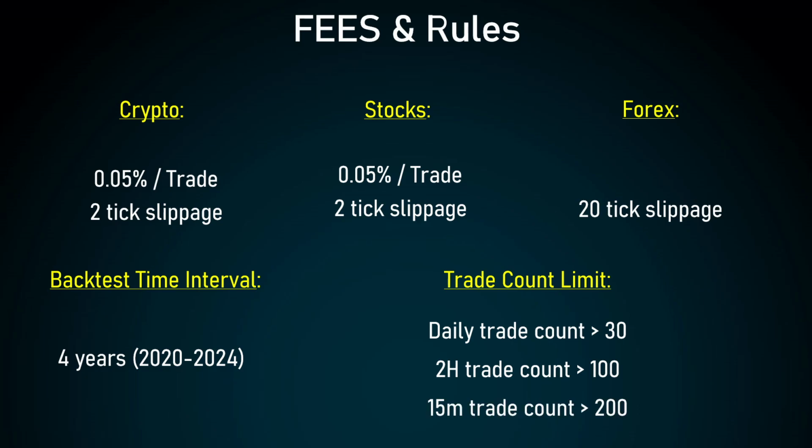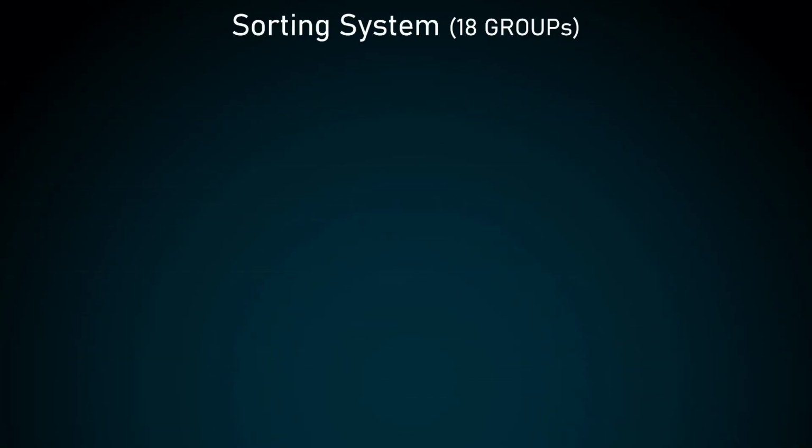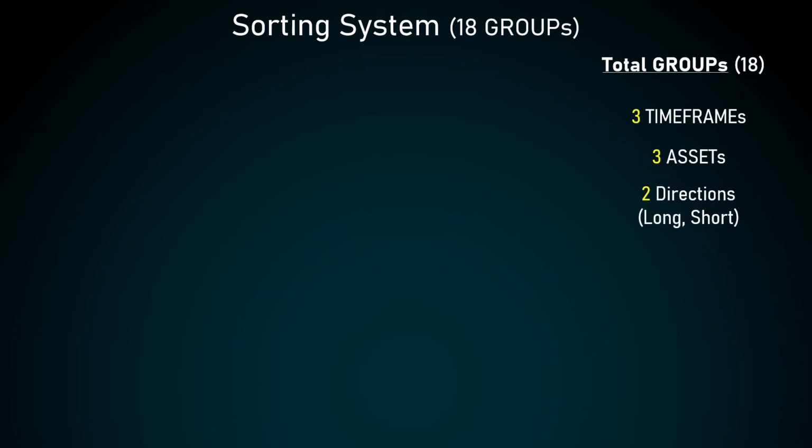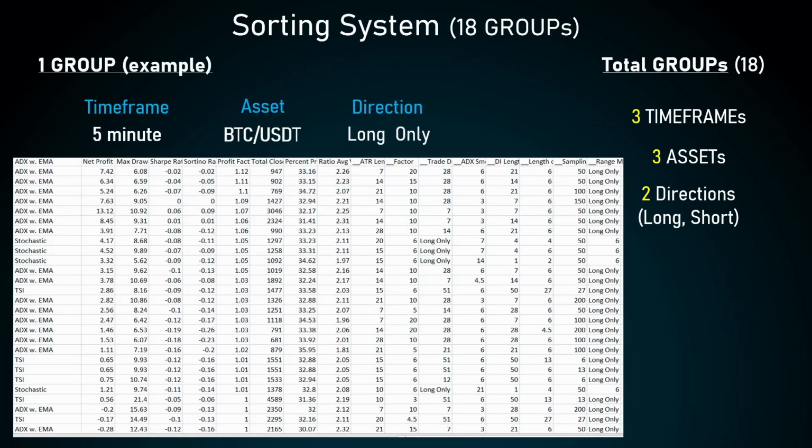Now let's see how the sorting system looks. To sort the 27,000 backtests, I created 18 groups. And that's because I have tested 3 timeframes, 3 assets and 2 directions. So 3 times 3 times 2 is 18. Here you can see an example group of the 5-minute chart on BTC USDT with long only direction. In each of these groups I put all the momentum indicators' results that were tested on this combination. You will see why we need these groups on the next slide, the ranking system.